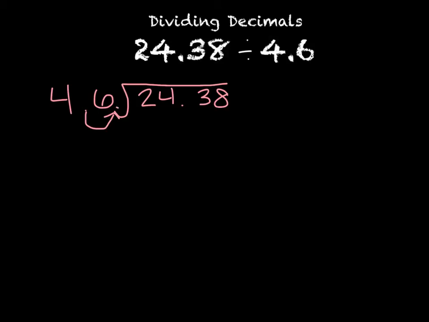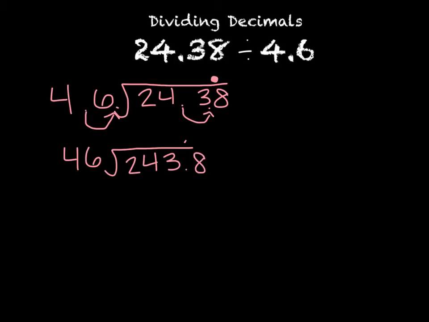So if I do that to this side, I have to make sure that I do it to this side as well. So I'm going to move it over one time because I moved it over one time on the number that's outside. And then I'm going to bring it straight up. So my new problem is looking like 243.8 divided by 46. And don't forget to bring your decimal up.